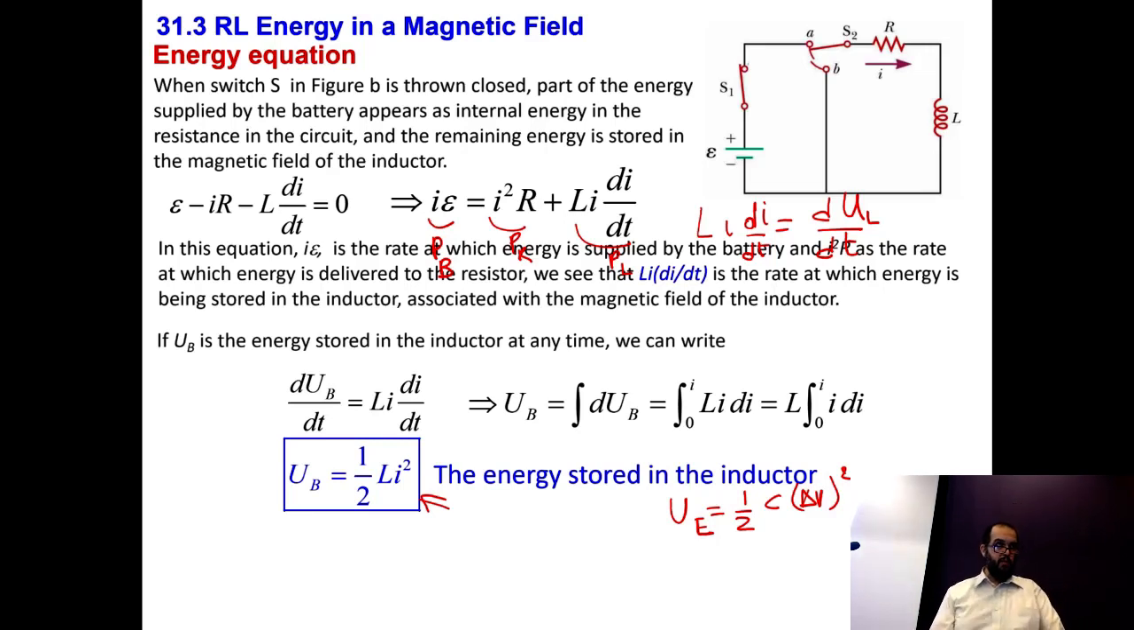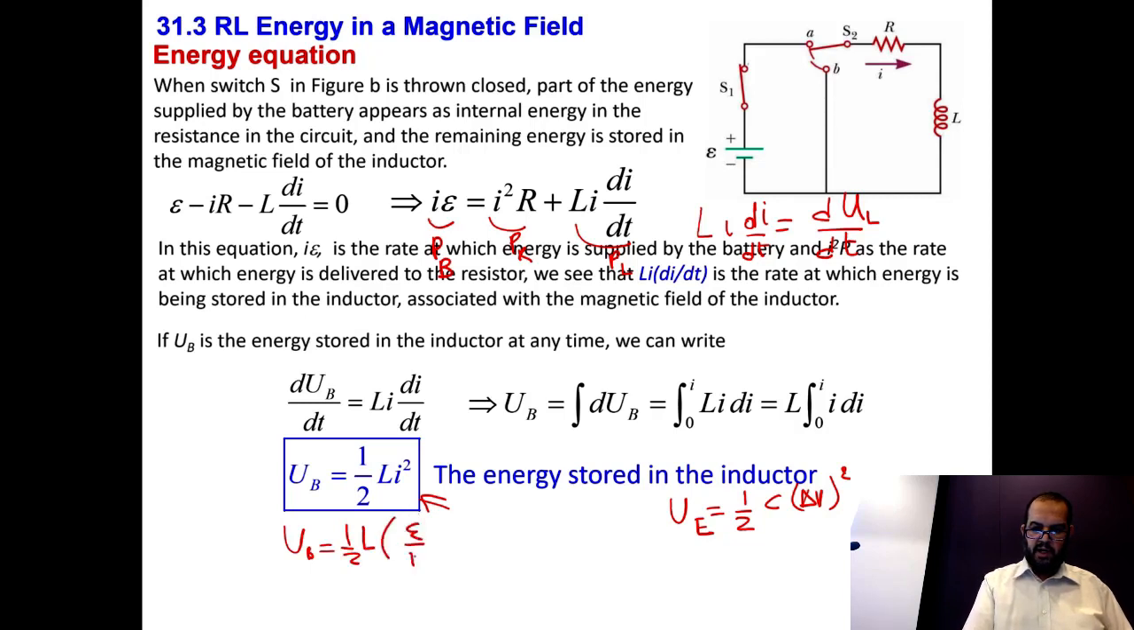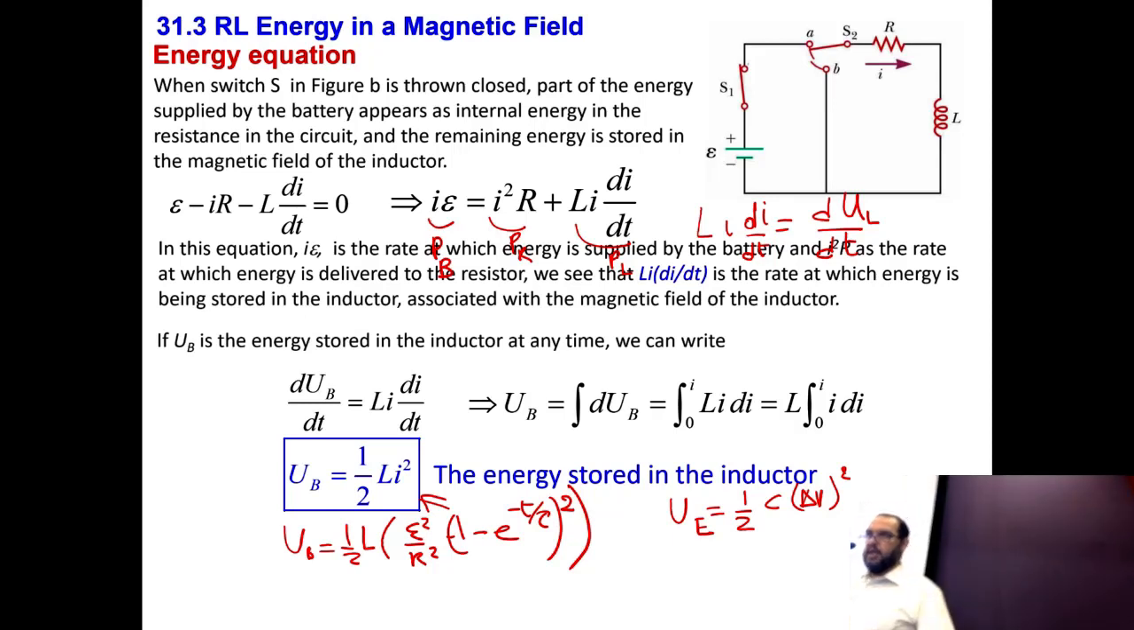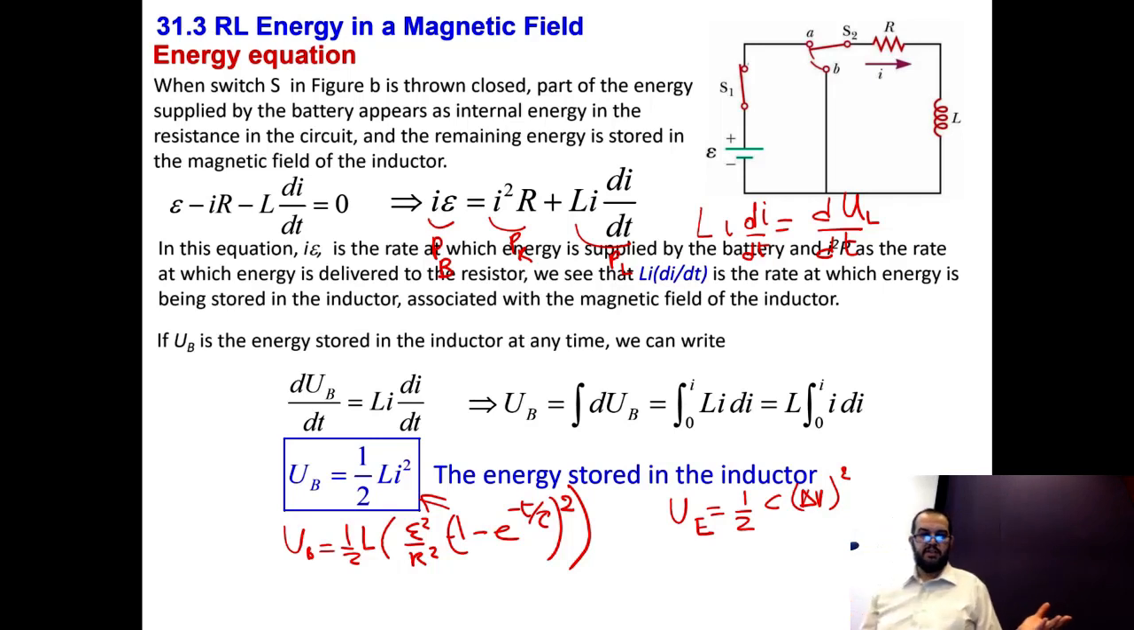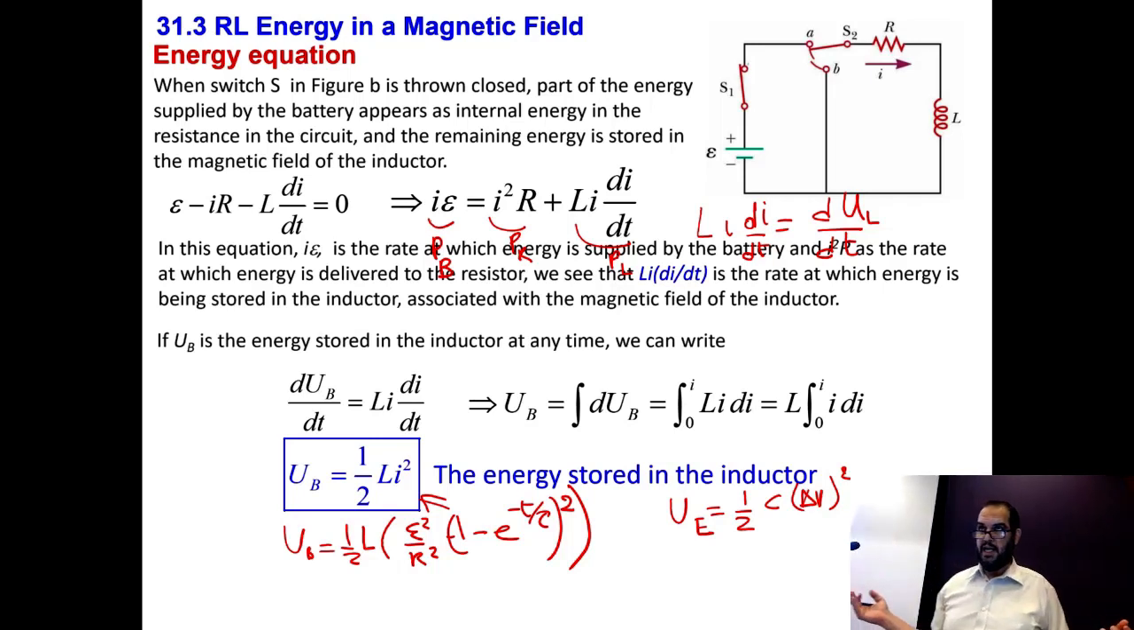So if I ask you to determine the equation versus time, you can replace I squared. UB is going to be 1/2 L times I squared, which is epsilon over R squared times 1 minus exponential minus t over tau, squared. So when the inductor is being energized, is storing energy, you can determine the energy at any time, because you have an expression of the current, and since the energy is 1/2 Li squared.